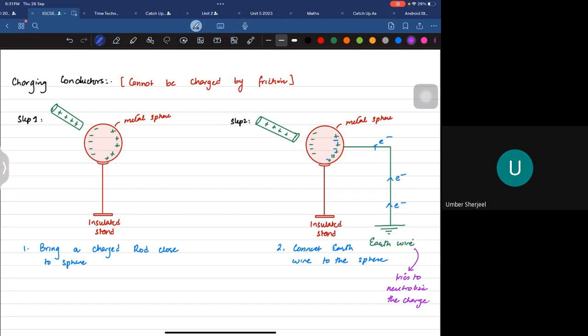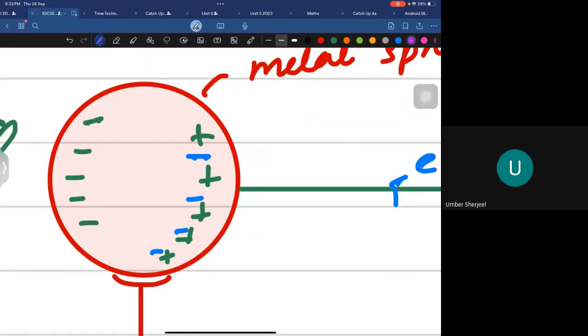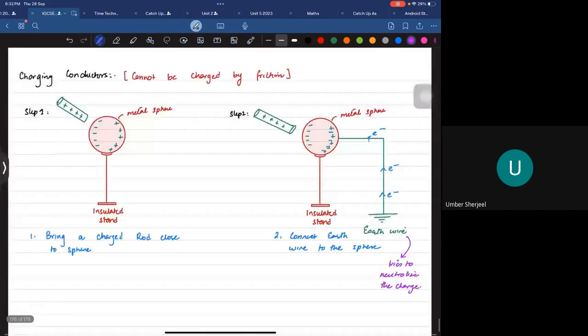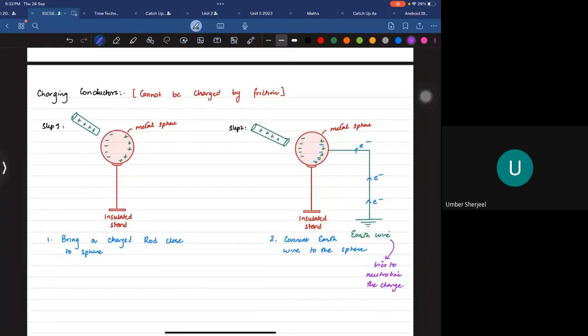Sir, what do you mean by neutralizing the charge? Come again, please. Your voice was breaking. Yes, sir, I was saying, what do you mean by neutralizing the charge? Neutralizing means that Earth would think that there are more positives on this sphere, so it would send some electrons in equal number to balance them. Do you get it? So basically, the side which has the protons, Earth gives it more electrons. Earth thinks that this sphere needs electrons. So you're tricking Earth in this sense. You get it? Okay.